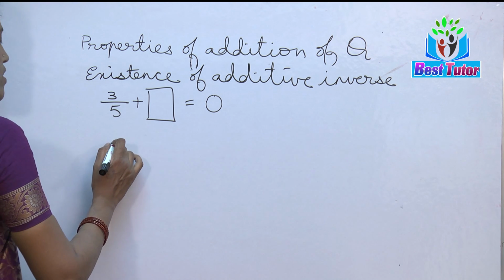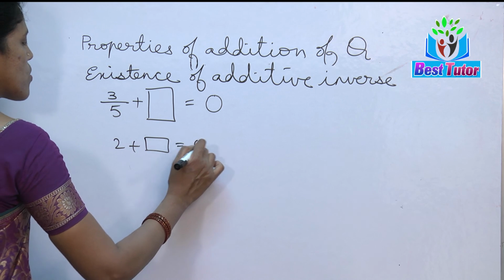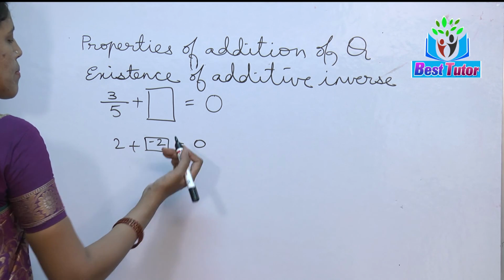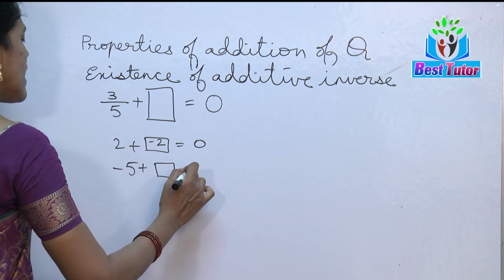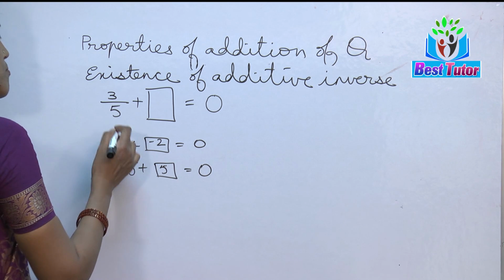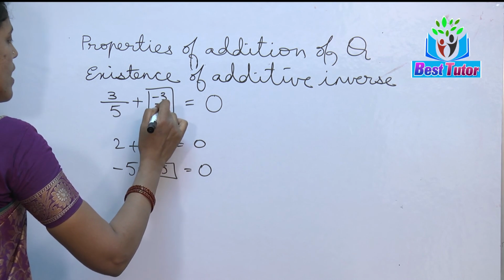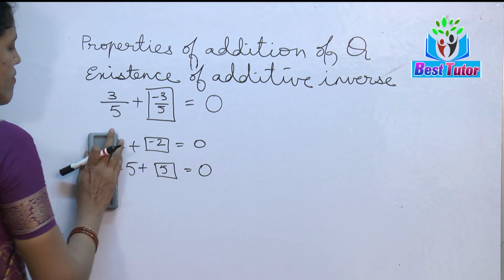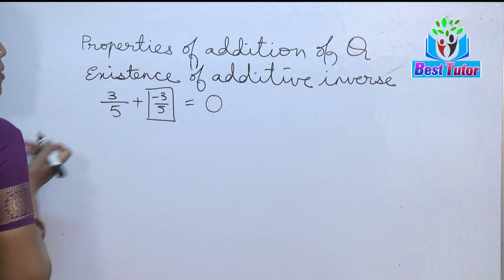Let us get back to our natural numbers, whole numbers or integers. 2 plus dash is equal to 0. So it's obviously minus 2. Or minus 5 plus dash is equal to 0. This should be plus 5. So similarly 3 by 5 plus dash is equal to 0. It should be minus 3 by 5. So minus 3 by 5 is the additive inverse of 3 by 5.